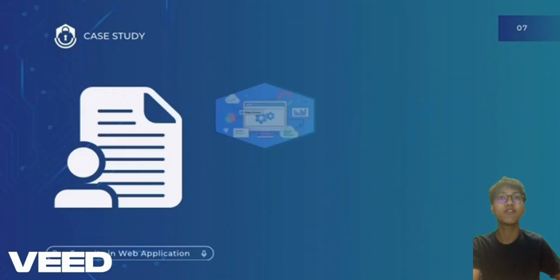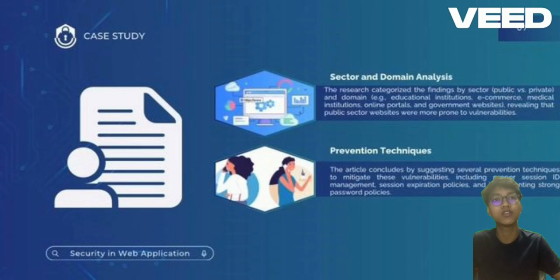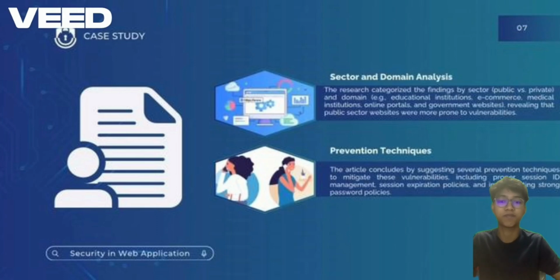And next, we have sector and domain analysis. The research categorized the findings by sector, public versus private, and domain: education institution, e-commerce, medical institution, online portal, and government website, revealing that public sector websites were more prone to vulnerabilities. Last, we have prevention techniques from the article. The article concludes by suggesting several prevention techniques to mitigate these vulnerabilities, including proper session ID management, session expiration policies, and implementing strong password policies.